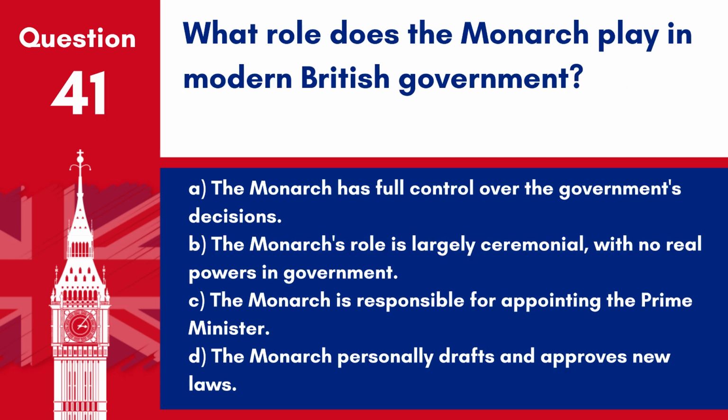Question 41. What role does the monarch play in modern British government? A. The monarch has full control over the government's decisions. B. The monarch's role is largely ceremonial, with no real powers in government. C. The monarch is responsible for appointing the Prime Minister. D. The monarch personally drafts and approves new laws. Answer: B. The monarch's role is largely ceremonial, with no real powers in government. In today's constitutional monarchy, the monarch's duties are mainly symbolic and ceremonial.